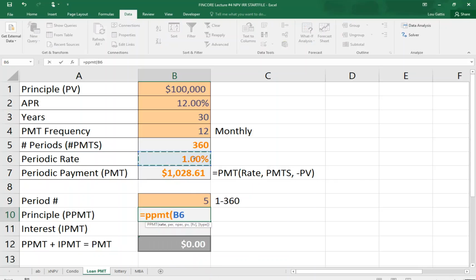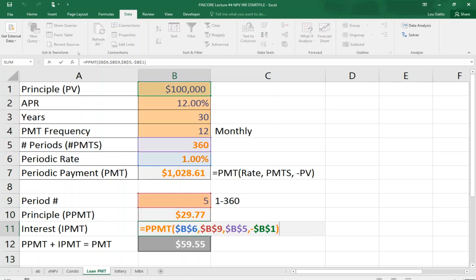There's my monthly rate, comma. Let's look at payment number 5, comma. There's 360 total payments, comma, and the present value of the loan is $100,000. So what that says is the 5th payment is going to pay off $29 of this $100,000 loan. Now I'm going to anchor all that by highlighting the whole cell, hit F4, and copy it.